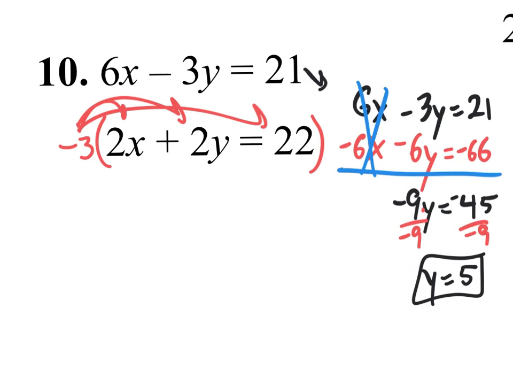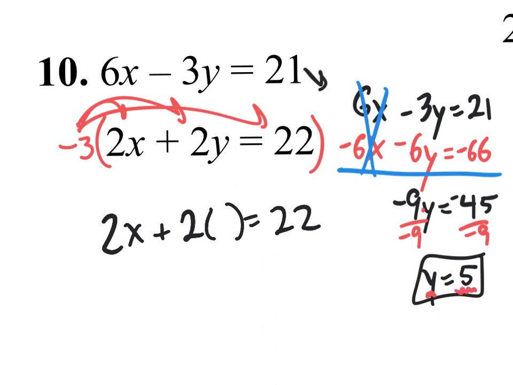So I plug the y into either this one up here or this one down here. It doesn't really matter. I've already used both of them. So I'm going to plug it into the bottom one. It looks a little easier. I'm going to rewrite it: 2x plus 2 times (y) equals 22. Now, why did I put parentheses instead of y? Because I know that y equals 5. So I'm going to take the value of 5 and put it where the y used to be.